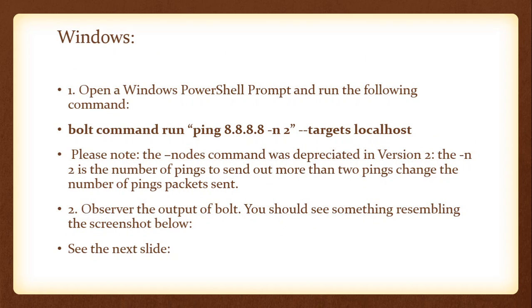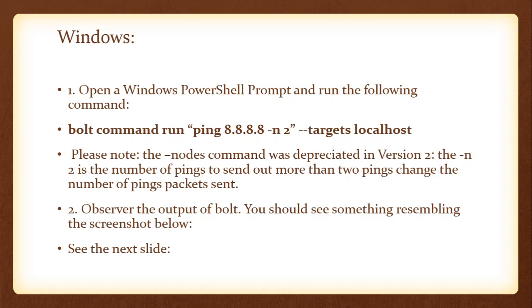So we're going to copy this script, bolt command run ping. Now, note here, our command starts out with Bolt. We're telling it what to do. We're telling it to run. We use double quotes to enclose our action that it's going to run. So we're going to tell it to ping 8.8.8.8, which is the Google DNS server.